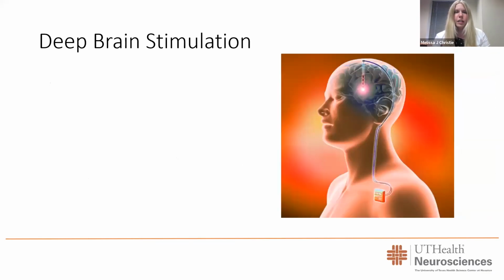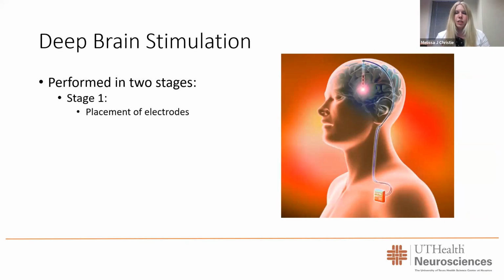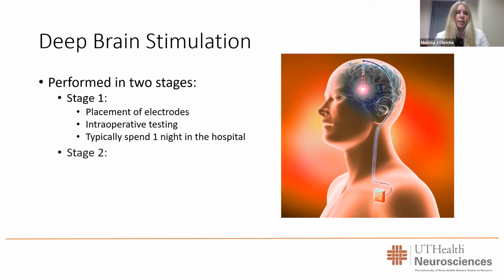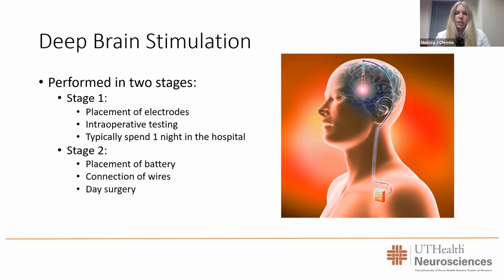And it's performed in two stages. The first stage, the surgeon puts the electrodes in the brain, and then they do intraoperative testing to make sure they're in the right spot. And you usually spend just one night in the hospital. And then the second stage is when you get this battery pack put in your chest. If you have or know anyone with a pacemaker, the battery that runs this DBS is about the size of a pacemaker. That's when they put the battery in and connect the wires. That's just a day surgery.